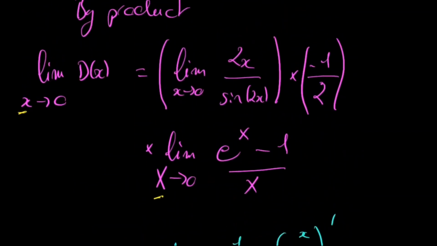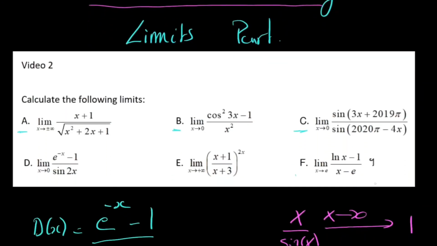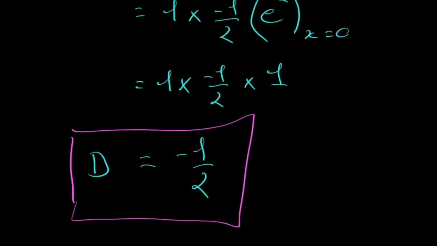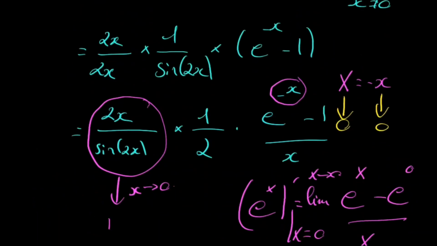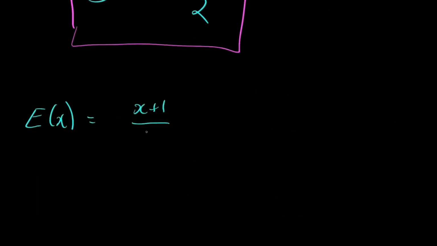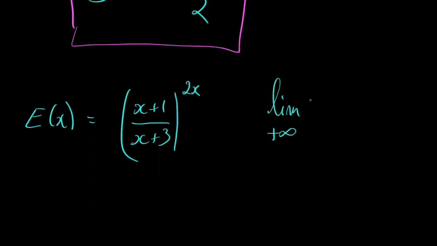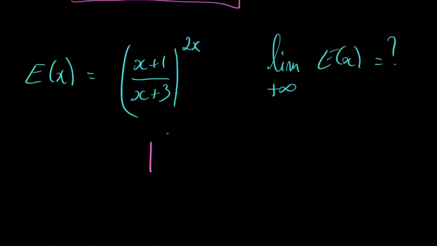You have to remember this technique, because I will go a little bit faster for other limits. For the next limit, e of x, the expression within our limit is x plus 1 over x plus 3, to the 2x power. And we want the limit at plus infinity of e of x. At plus infinity, we will have this thing that tends to 1 and this exponent that tends to infinity, and 1 to the power infinity is undefined as well.